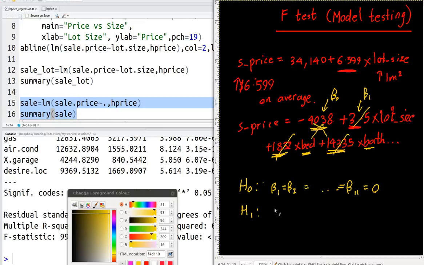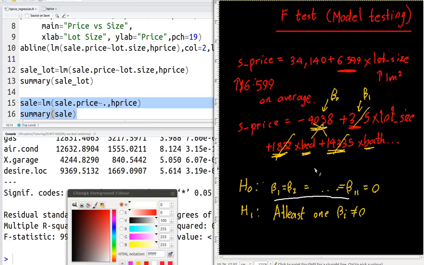Now, H1 is going to say at least 1 beta i is not equal to 0. So notice over here, the null is actually simultaneously equal to 0. I really want to stress that this is simultaneously, because then and only then will I have no model. So the question is asking, will I have a significant model? If I get rid of all the variables in there, then it's not going to be predicted by anything. The only thing that it will be predicted by is its average. So this number over here will simply become the average of the sale price.